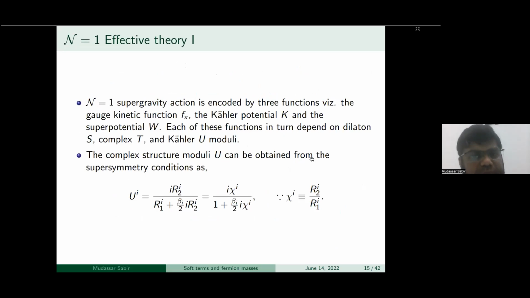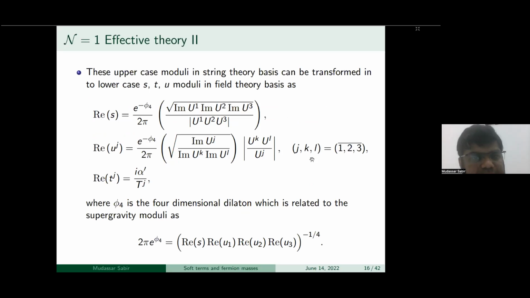The N equals 1 supergravity action is encoded by the 3 functions, namely the gauge kinetic function, the Kähler potential, and the superpotential. Each of these functions in turn depends on the dilaton S, complex structure T, and Kähler U moduli. Complex structure moduli U can be obtained from the SUSY conditions by the following formula. And the uppercase moduli in the string theory basis can be transformed into the lowercase STU moduli in the field theory basis by the following relations, where phi holds the 4D dilaton, which is related to the supergravity moduli by the following relation.